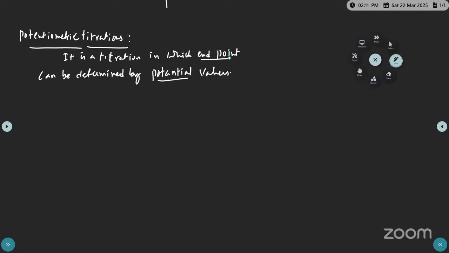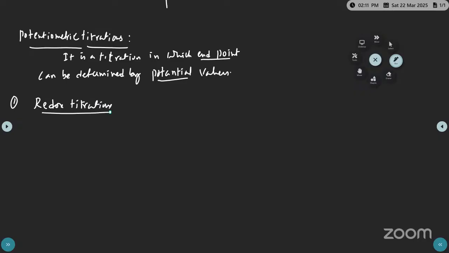In the previous case, the end point can be determined by the conductance values, so that type of titration is known as conductometric titration. And here the end point can be determined by the potential values, so it is known as potentiometric titration. And here also so many titrations are there: acid base titrations, potentiometric titrations, redox titrations. In our syllabus we have redox titrations. Redox titrations by the potential values, so redox titrations.